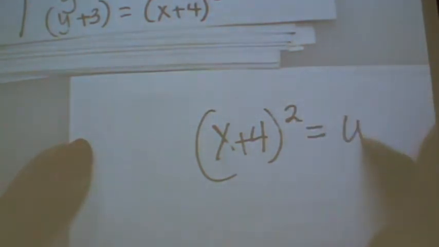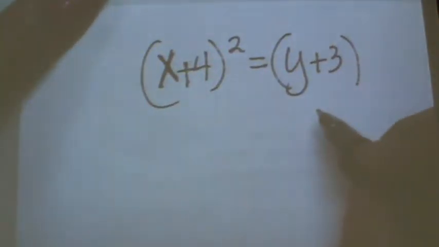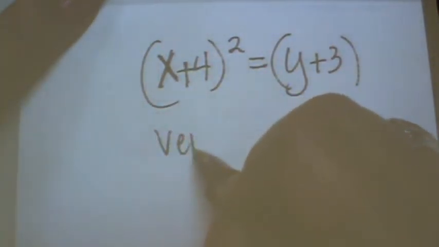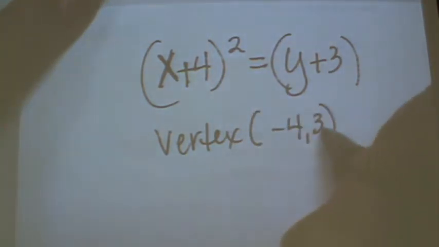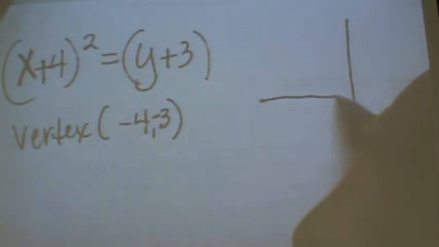Okay, so I'm going to rewrite that here. X plus 4 squared equals y plus 3. Again, this is a parabola. That's our normal right side up parabola. What's the vertex? Negative 4, negative 3. Yep, negative 4, negative 3.